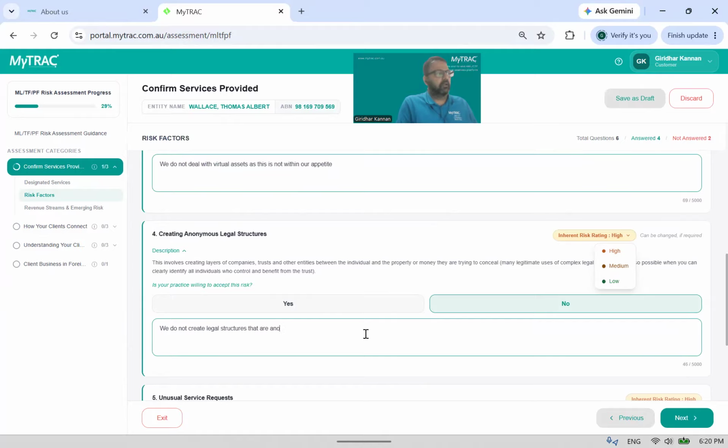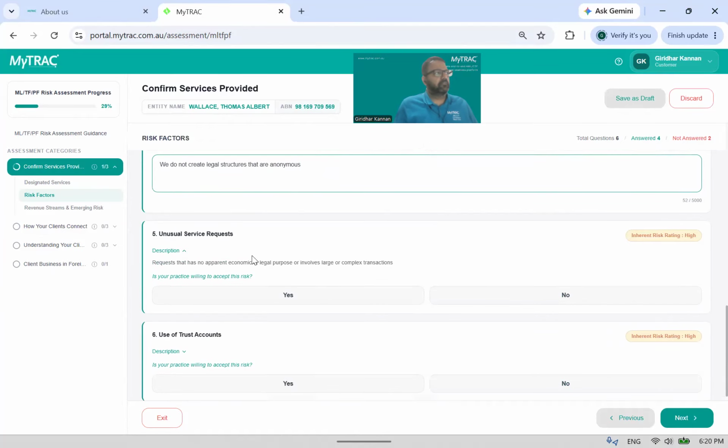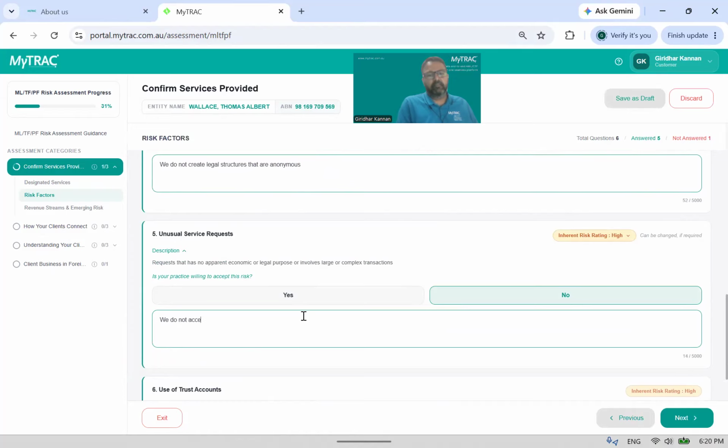that are anonymous. Any unusual service request. So if your client has some request that has no apparent economic or legal purpose or involves very large or complex transactions, if you don't do that, then you can say we do not accept requests that have no apparent economic or legal purpose.